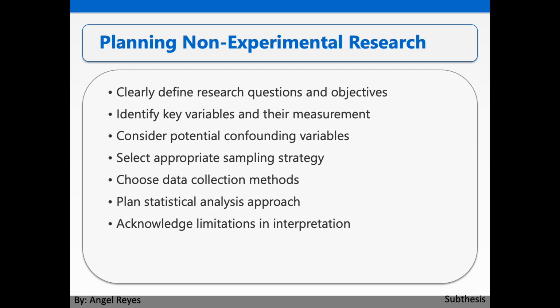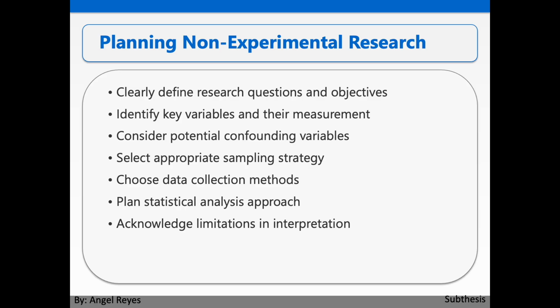Because you won't have the control that comes with experimental manipulation, your research questions need to be precisely focused and realistic about what can be concluded from non-experimental data. Second, identify key variables and their measurement. You need to think carefully about how you'll operationalize your constructs and whether your measures are valid and reliable across the populations you're studying. Third, consider potential confounding variables.